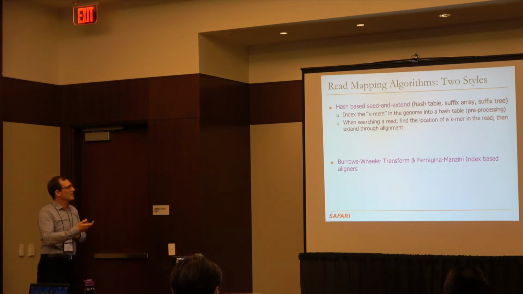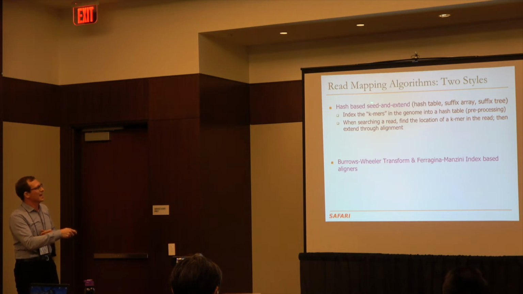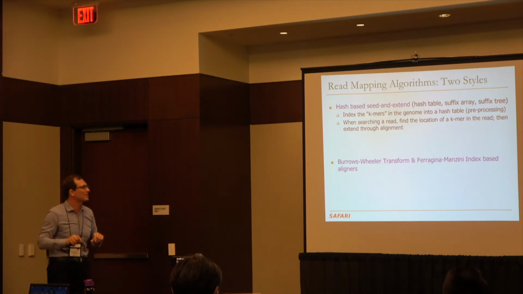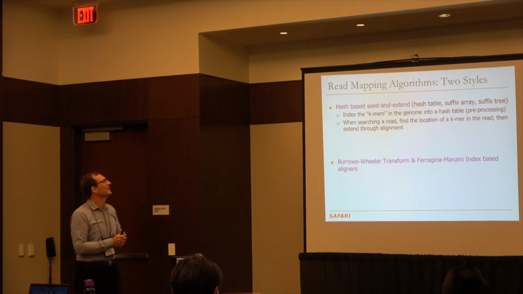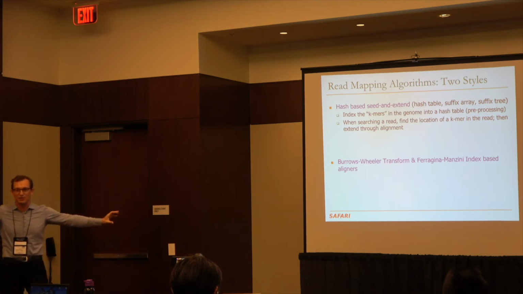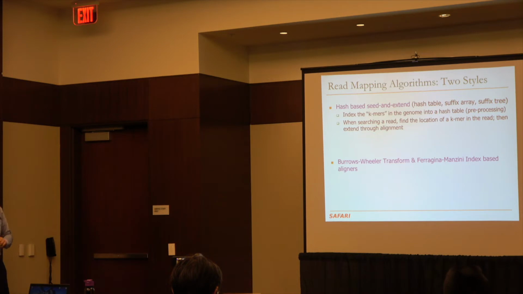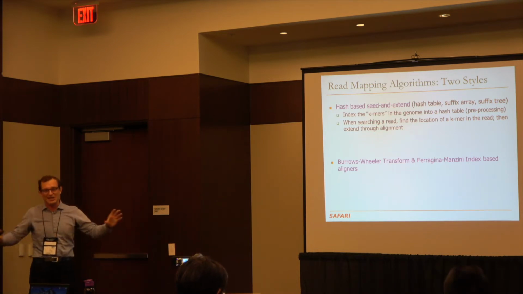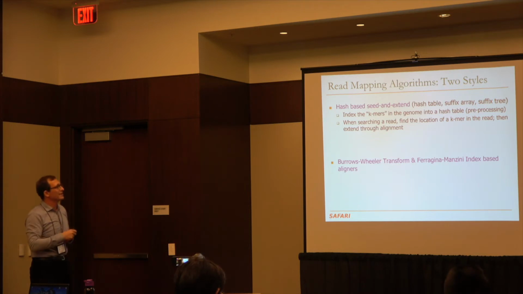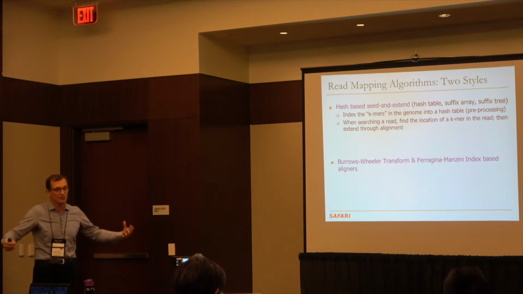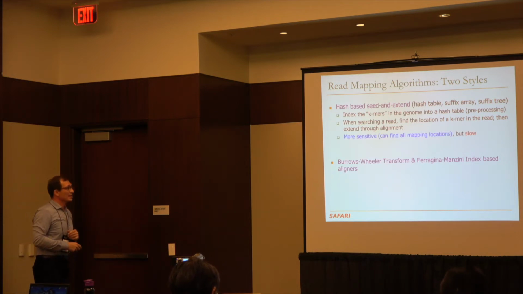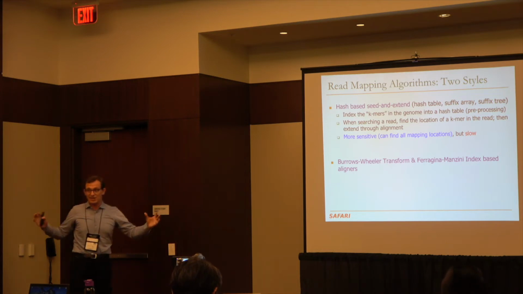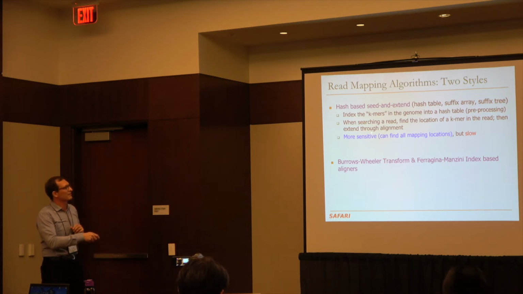The fundamental difference is if you have a hash table, you index the k-mers in a genome. K-mers are strings that are of length k. You index them into a hash table. So you pre-process the reference that you're going to compare to into a hash table. You can think of it as the index of the genome. And then when you get a read, you search for it and you find the location of a k-mer in the read and extend through alignment. Basically, you do the comparison. I'm going to give you an example of this. So if you do this indexing of the genome, it can be more sensitive. You can find all the mapping locations, but it's actually slow.